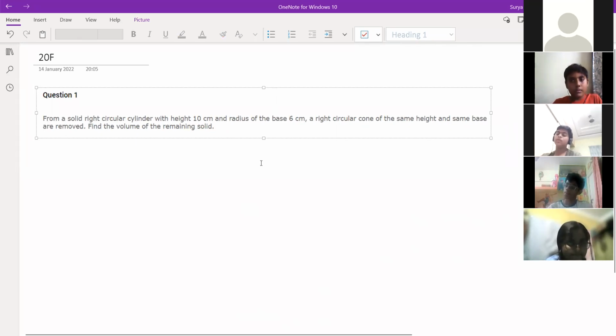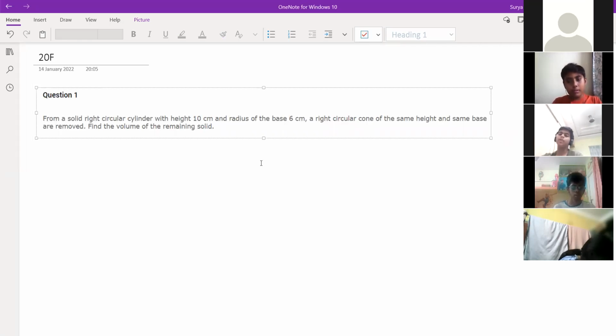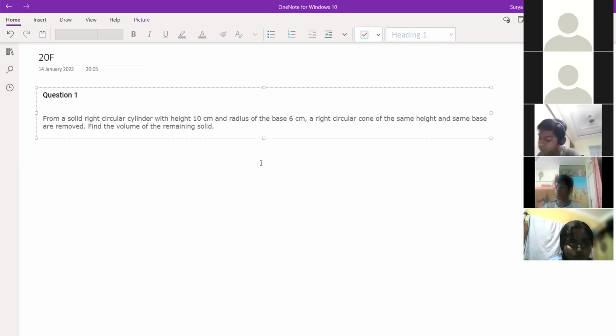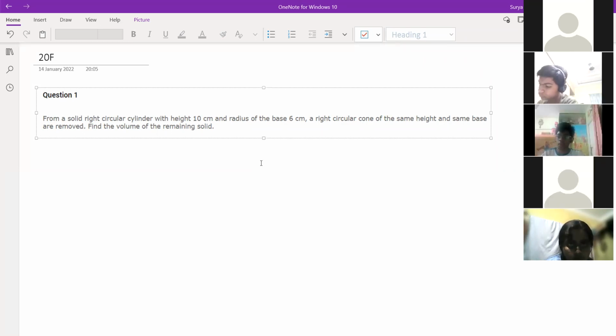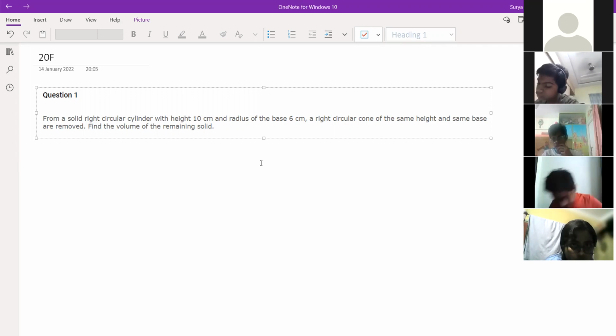From a solid right circular cylinder with height 10 centimeter and radius of the base 6 centimeter, a right circular cone of same height and same base are removed. Find the volume of the remaining solid.